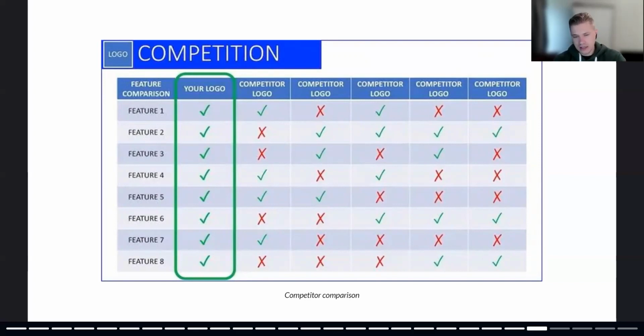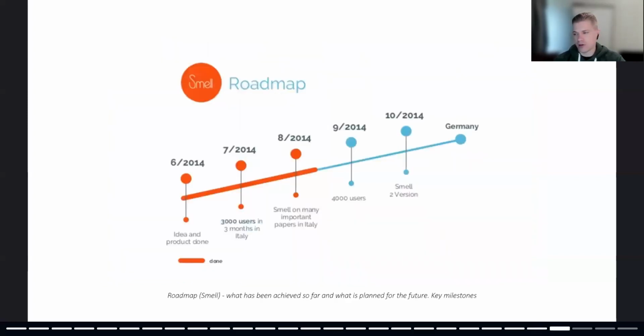Of course, if you don't want to create this kind of comparison, the least you should do is just put the names or logos of your competitors, so we can actually see that you have competitors and you know them.